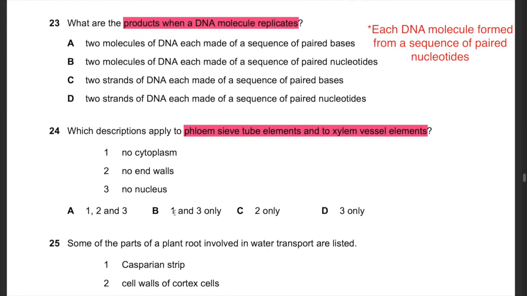Question 23. What are the products when a DNA molecule replicates? So when a DNA molecule replicates, you get 2 DNA molecules. So each DNA molecule is formed from a sequence of paired nucleotides. It's not paired bases but rather paired nucleotides. Therefore 2 molecules of DNA each made of a sequence of paired nucleotides is the correct answer. So option B.